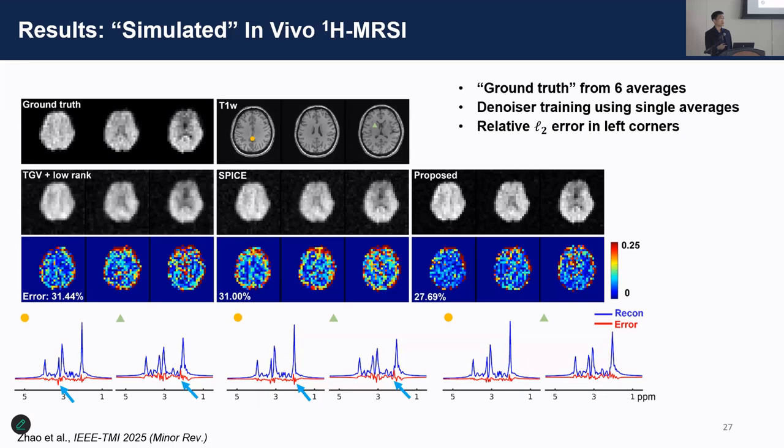And then we pre-train our self-supervised denoiser using single averages and also do reconstruction from single averages. As you can see, we achieve lower reconstruction error, as indicated by this Y axis here, mean square error, compared to some of the state-of-the-art subspace-based reconstruction with standard total variation regularization. You can also see that we achieve smaller spectral quality.